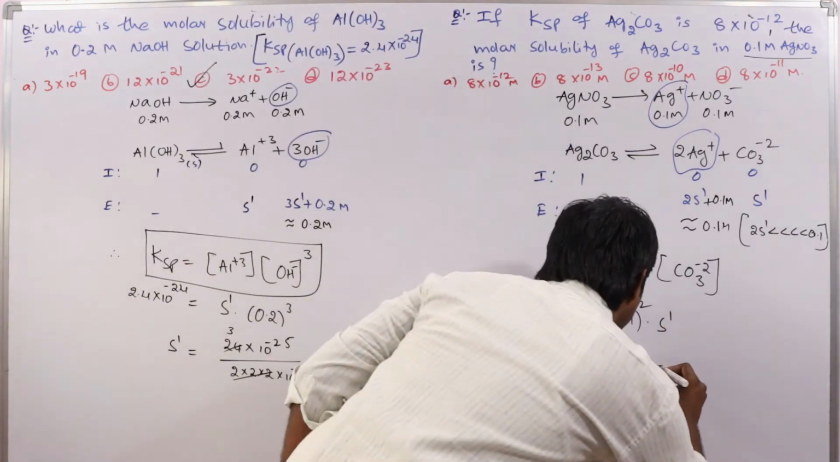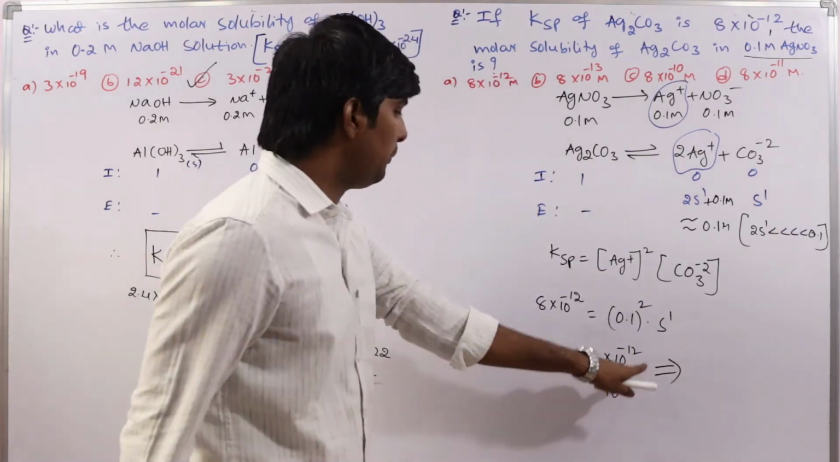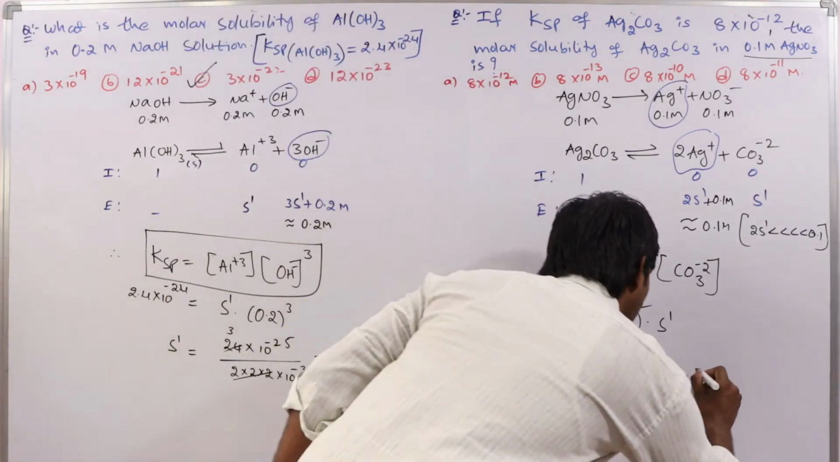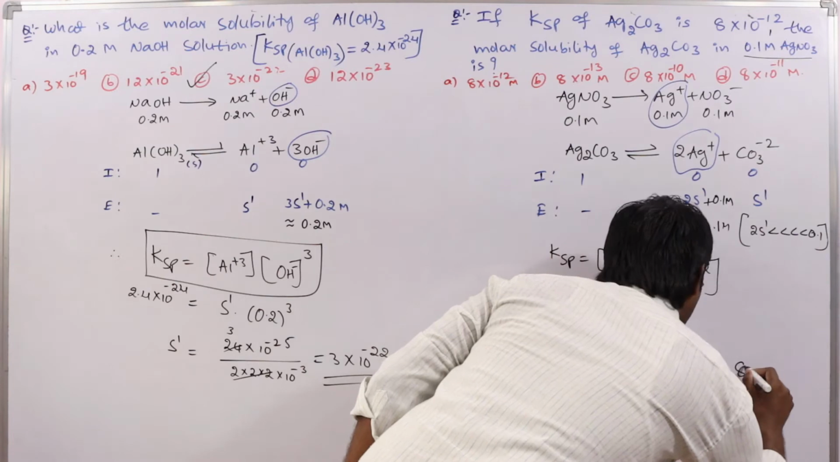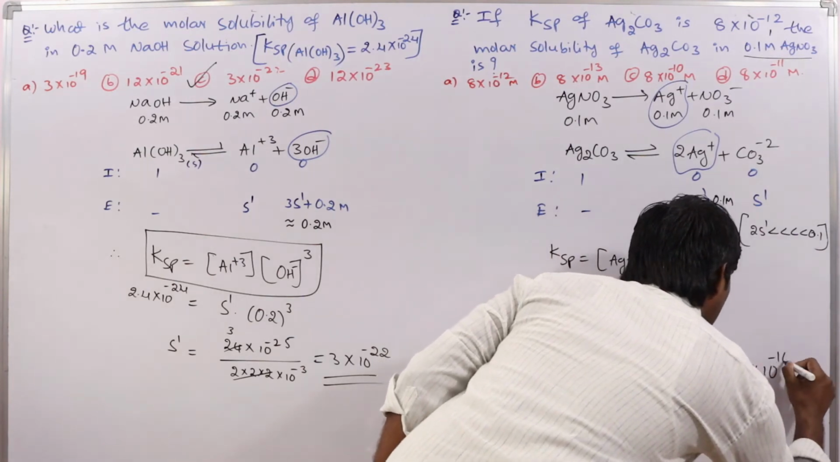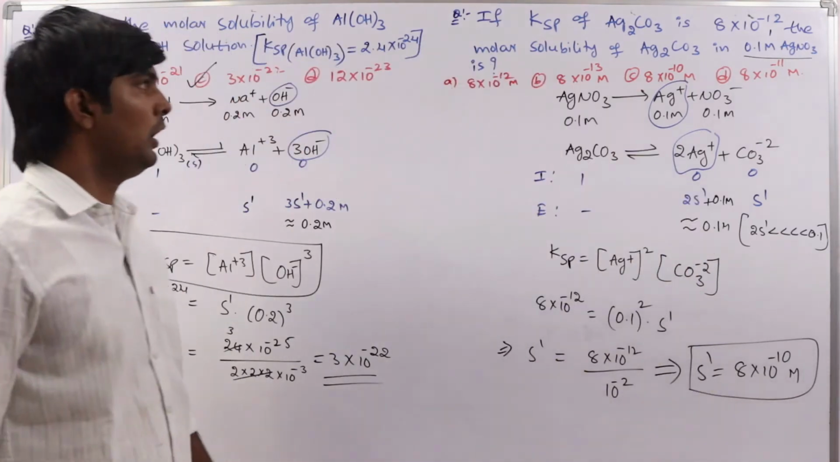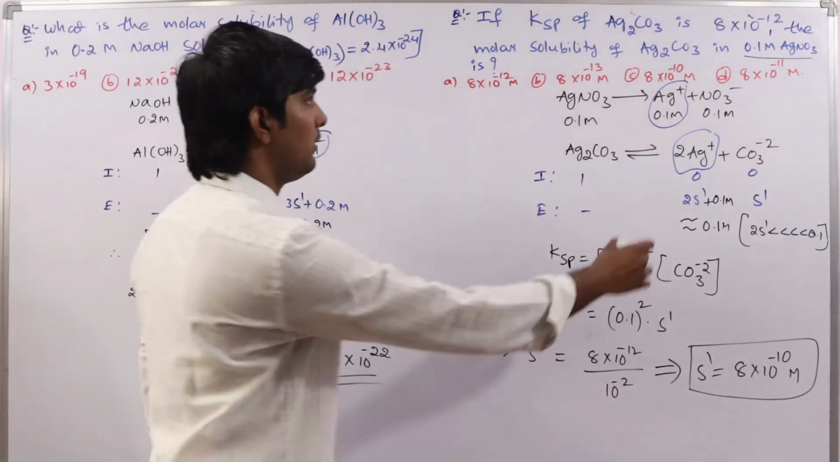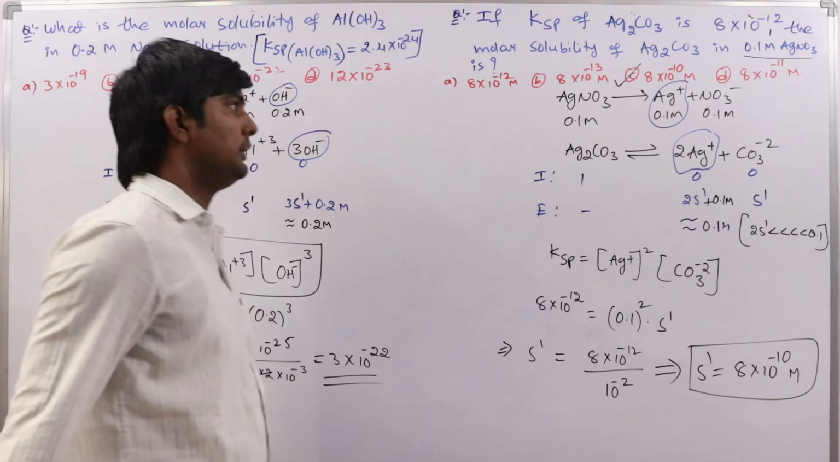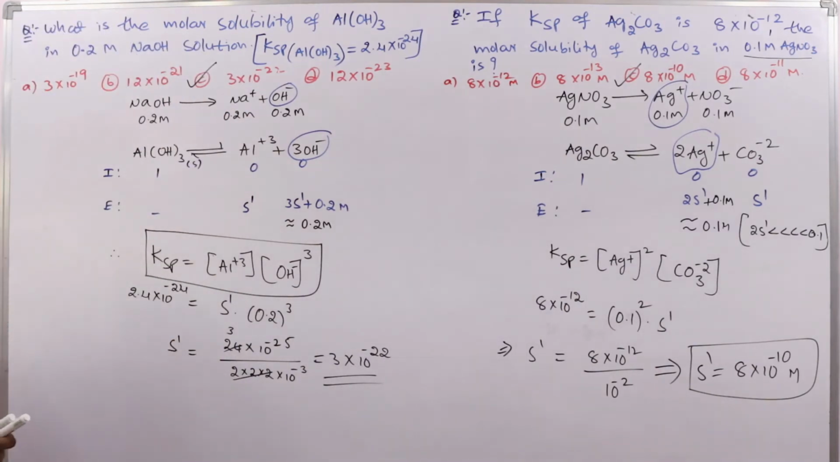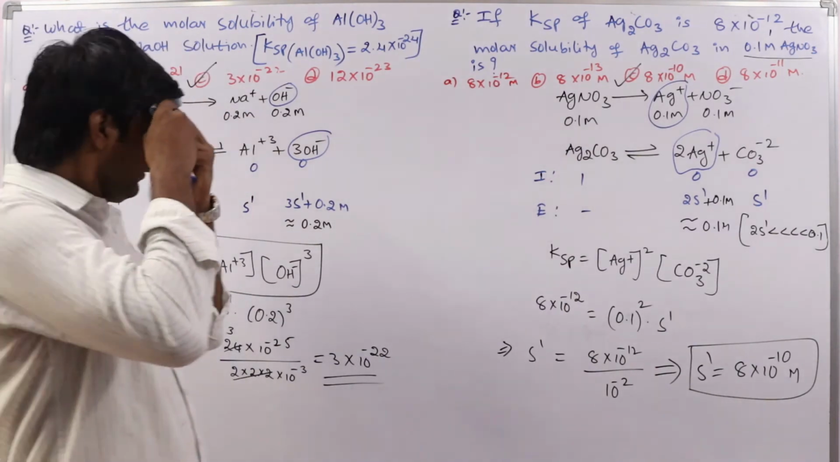If you take it up, that becomes 10 power minus 10. So therefore S dash is equal to 8 into 10 power minus 10 molar. Okay, 8 into 10 power minus 10 molar. So what is the answer? Option C is the answer.